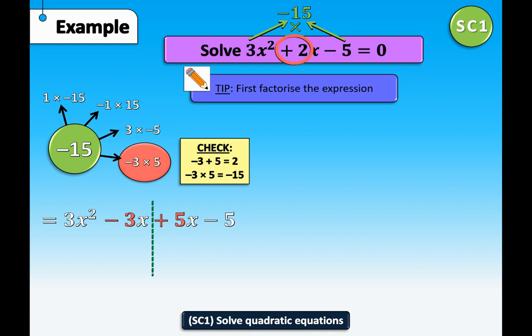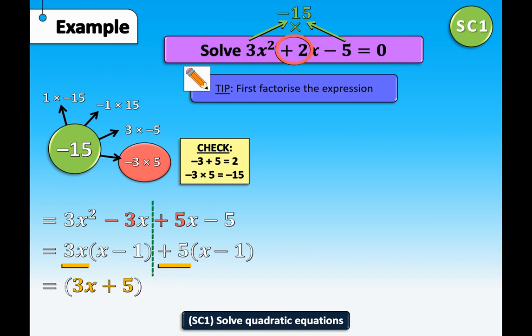And then we can split the expression into two parts. Factorise the first part with 3x on the outside of the bracket. So inside the bracket, we're going to have x minus 1. And then we do the same to the second half of the expression. We factorise it with 5 on the outside, and again, inside the bracket, we should have x minus 1. So we should end up with the same bracket in each half.